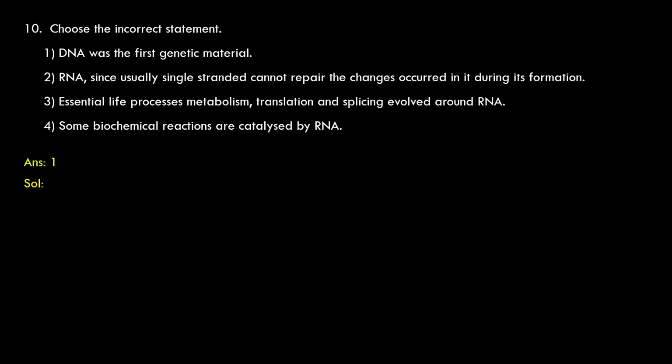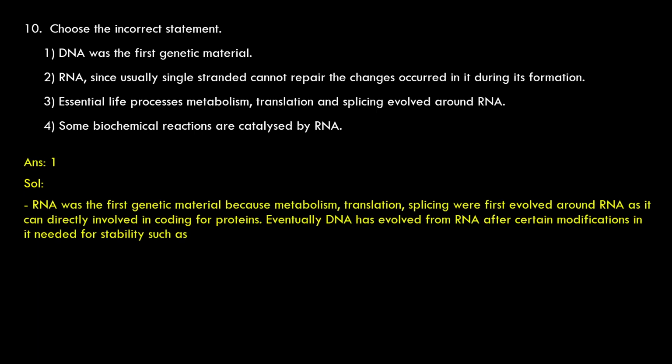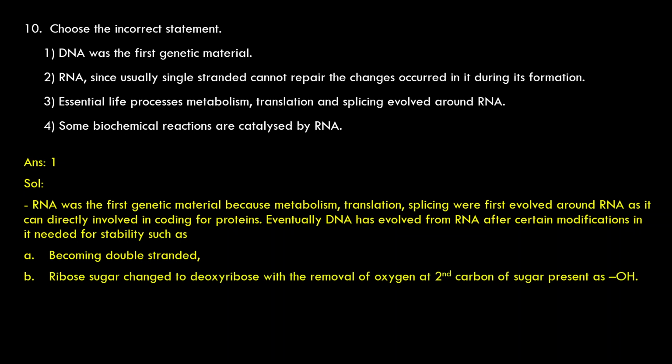Let us see the answer. Solution. RNA was the first genetic material because metabolism, translation, and splicing first evolved around RNA, as it can be directly involved in coding for proteins. Eventually, DNA evolved from RNA after certain modifications needed for stability, such as becoming double-stranded. Ribose sugar changed to deoxyribose with the removal of oxygen at the second carbon of the sugar, present as OH. Uracil changed to thymine by methylation.